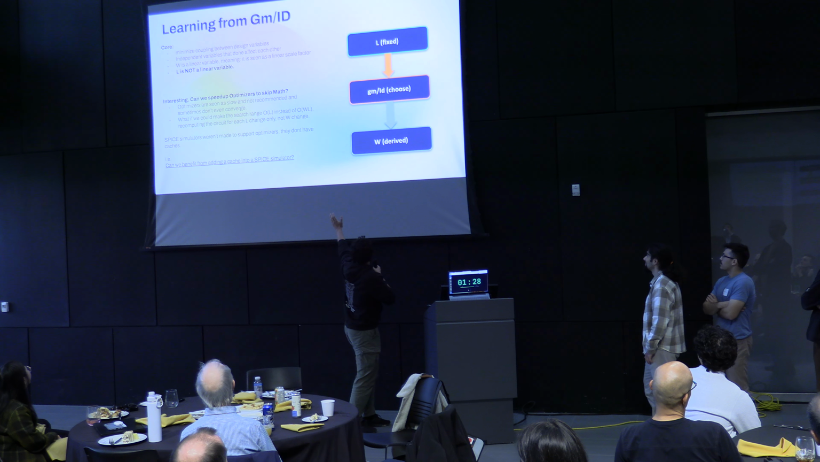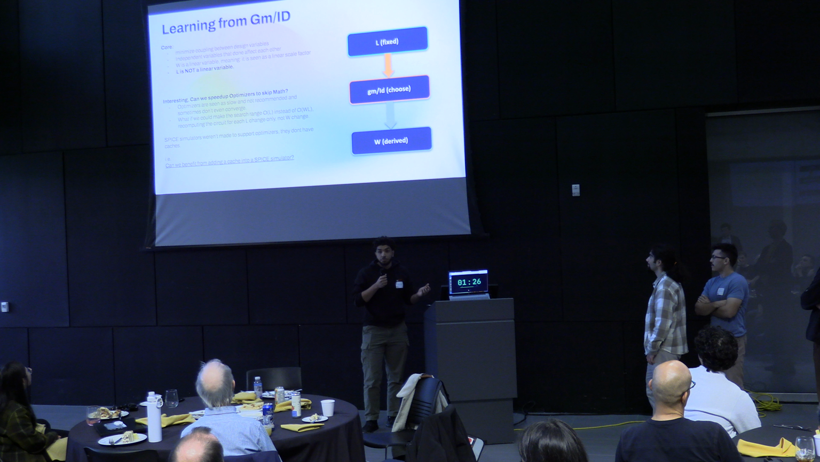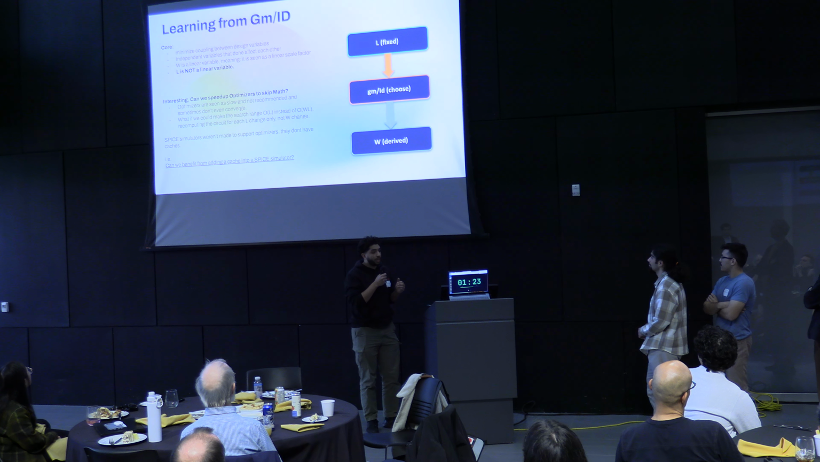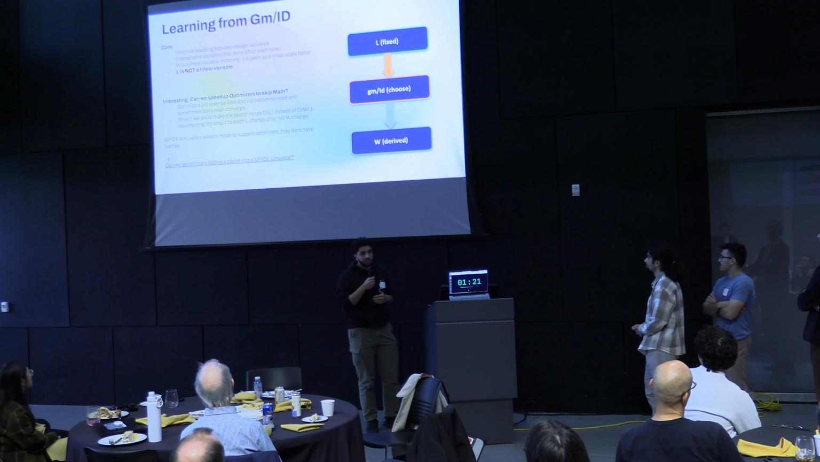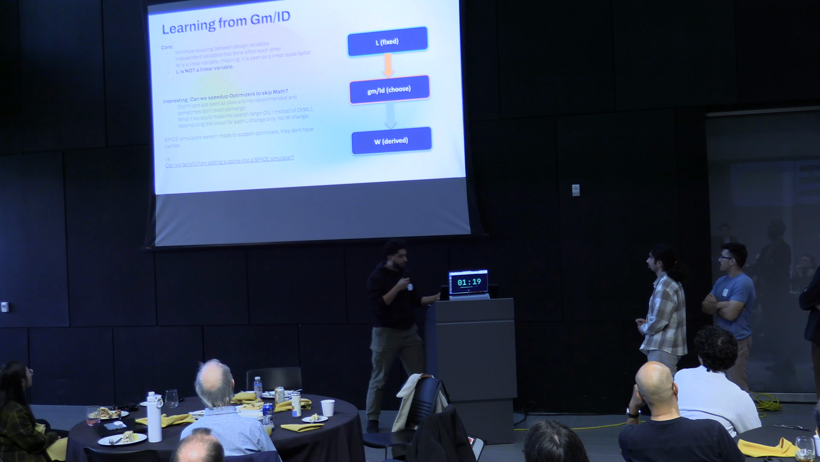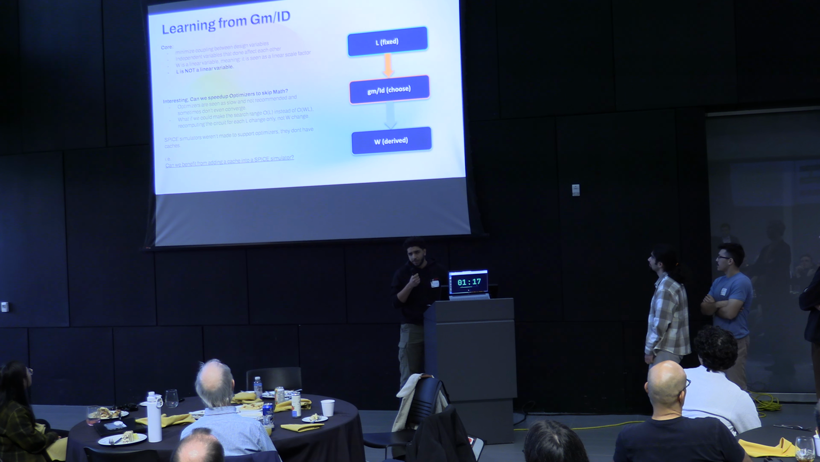Looking at sizing, we're going to learn from gm over ID. We notice that W is mostly linear, L isn't linear. So now, if I want to make an optimizer, it's going to be big O of L time instead of big O of WL.